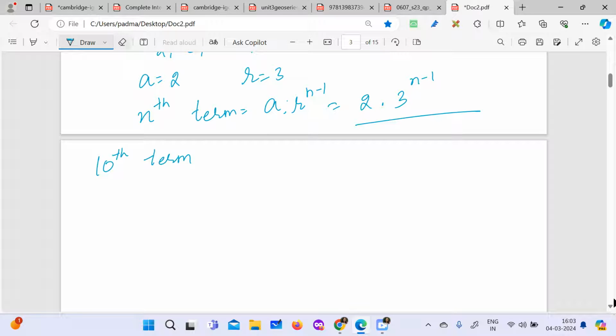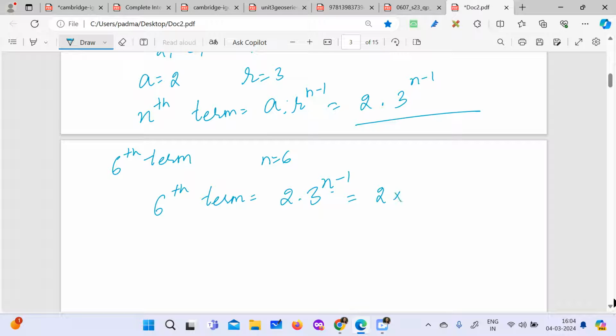10th term. Oh, let's change it. I cannot take that big number. 6th term. Okay, suppose I have to find the 6th term of this sequence. So, see, 6th term, and our nth term rule is 2 times 3 to the power n minus 1. Following that, we are getting this. So, n. Here, n is 6, right? Yeah. So, what we will do, we will replace n by 6.